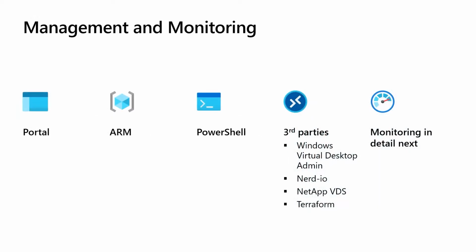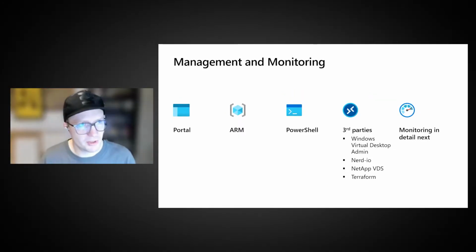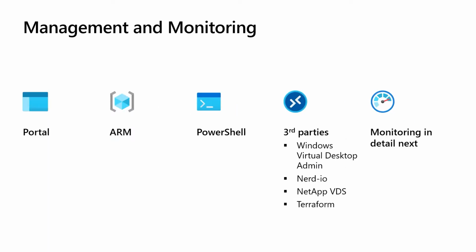Management and monitoring. We wouldn't talk about running WVD at scale without touching at least on these 2 points. So for management, obviously there's the portal. I think that for scale customers, we should be looking to move away from the portal into an ARM model. There's a host of PowerShell, and included with the PowerShell, there is REST API for every single aspect of WVD. There are some excellent third parties if you want help with managing WVD at scale. There's the WVD admin, Nerdio, NetApp VDS, and Terraform as well. So you can take your pick from those third parties.